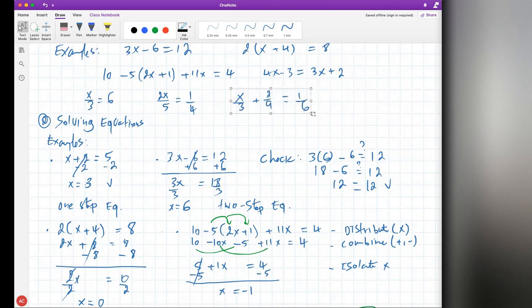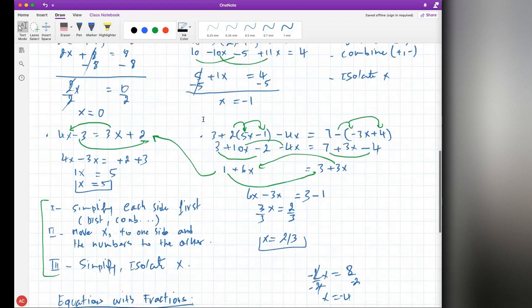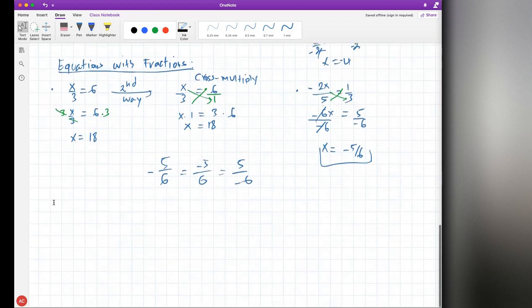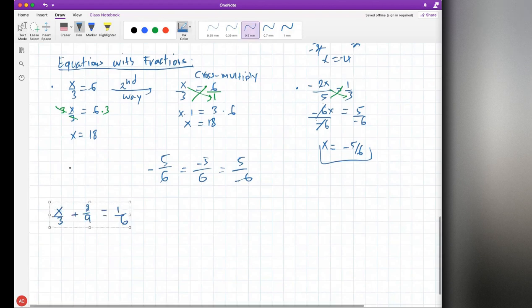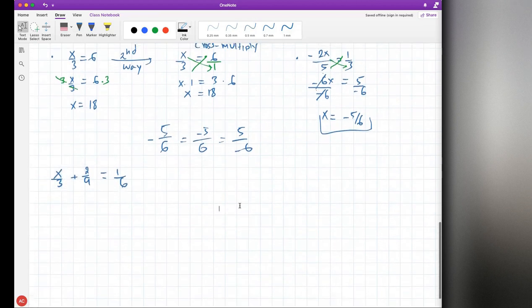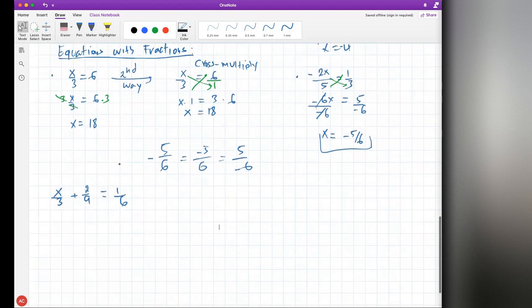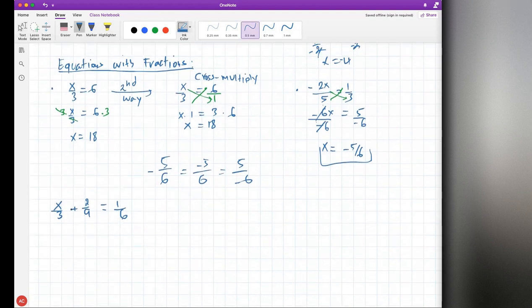Let's see how to basically get rid of all these fractions at the same time. Okay, so we have three fractions. Apparently, you can't just cross multiply, because cross multiplying works if you have only two fractions, one on each side. One on each side, you can easily cross multiply. So here we have a bunch of fractions.